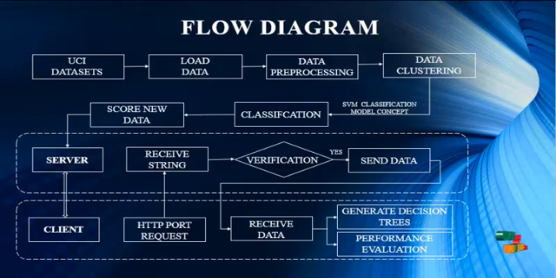The client sends the HTTP port request to the server to receive the data. After port number verification received from the client, the server verifies the port number. After the data is sent to the client, based on the received data, the client generates decision trees and performance evaluation for the classification protocol.